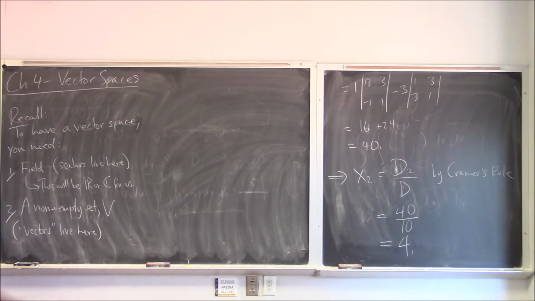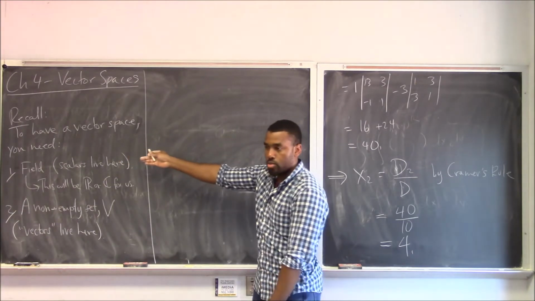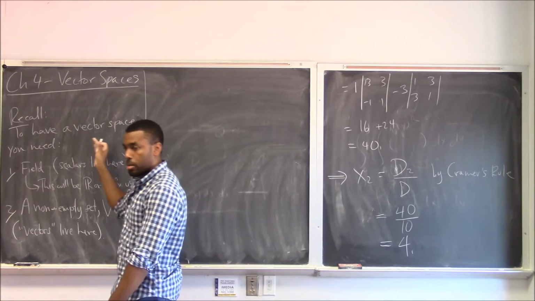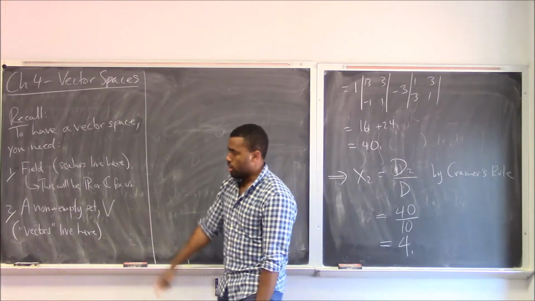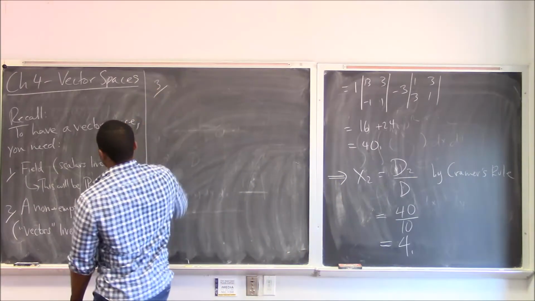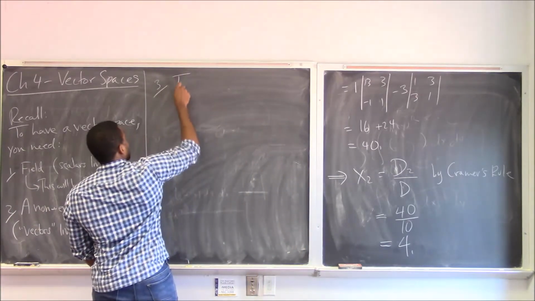What else do you need? So I have a field, which is a set that behaves like the real numbers under two operations that combine elements. I have some non-empty set, the elements of which I call vectors. What else do I need? You need the definition of those two operations. I need two operations on V.